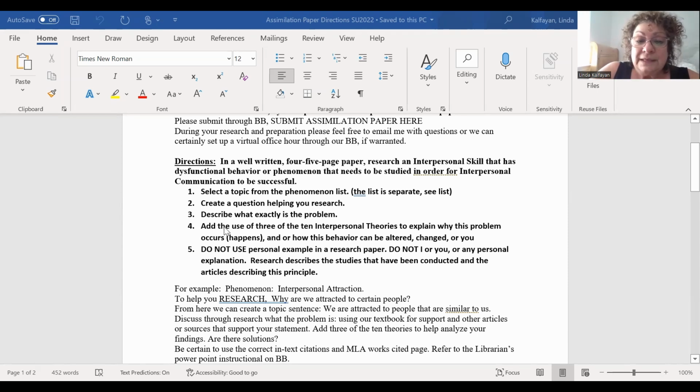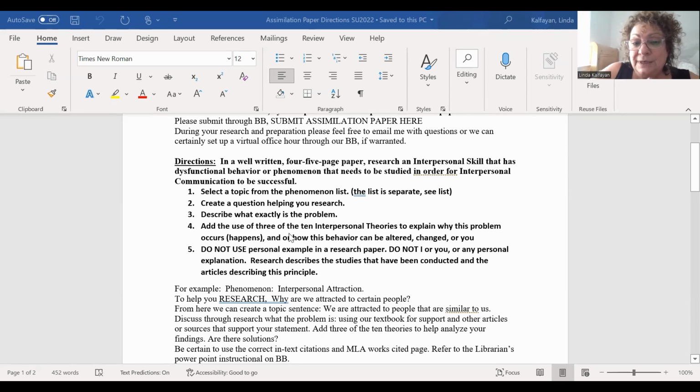So once you find your topic and you create this question, the question doesn't even have to be in your research paper. It's just enabling you to focus on finding research for that information.